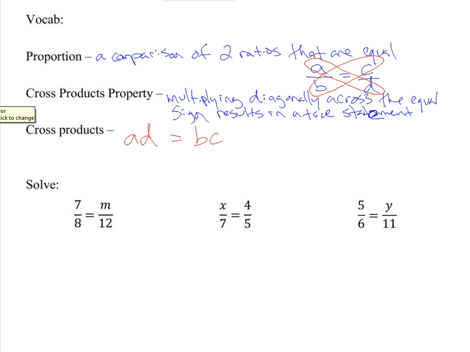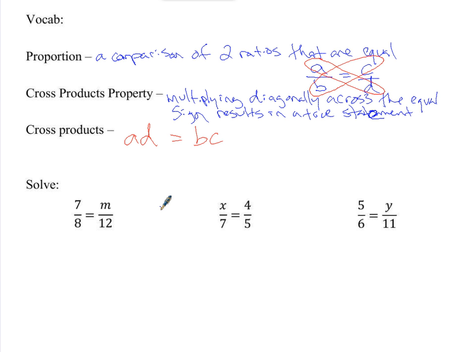So let's just do a few examples here using the cross product property. You actually don't have to use the cross product property every single time you're working with a proportion. We'll talk about that later on, but for now I just want to practice using the cross products property. So I have this proportion sitting here. I want to eventually get m by itself.